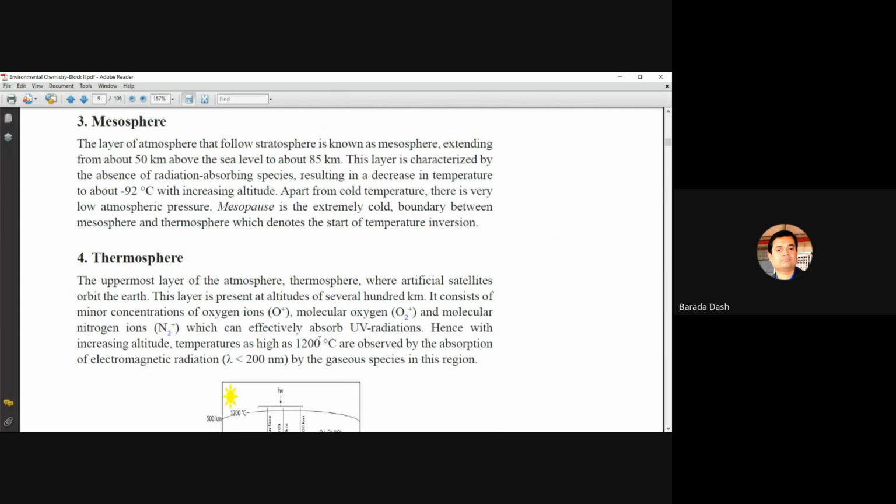The mesosphere is from 50 kilometers above sea level to 85 kilometers. This layer is characterized by the absence of radiation-absorbing species, resulting in a decrease in temperature to about minus 92 degrees centigrade with increasing altitude. Apart from that cold temperature, there is very low atmospheric pressure. At that point we have the mesopause, which is extremely cold. It is the boundary between the mesosphere and thermosphere, and denotes the start of temperature inversion, where temperature again increases. Here temperature decreases, and after that, temperature increases.